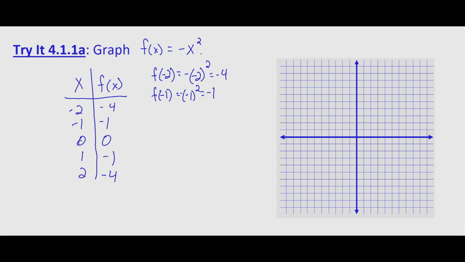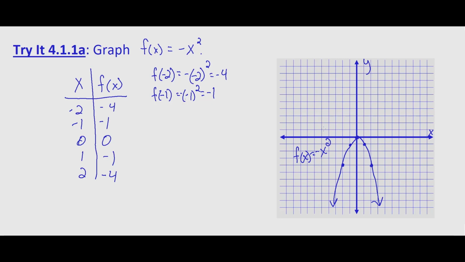And so we'll plot those points. Let's go ahead and label our axes, x and y. We'll plot the points negative 2, negative 4, negative 1, negative 1, 0, 0, 1, negative 1, and 2, negative 4 to give us our general shape, and then we connect the dots and indicate end behavior with arrows, and that gives us the graph for f of x equals negative x squared.